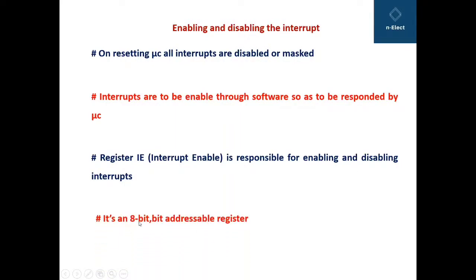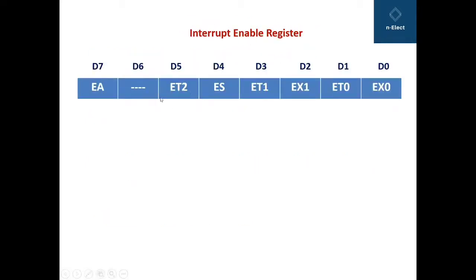It is an 8-bit bit addressable register. It is called a bit addressable register because on every bit of that interrupt enable register, an instruction can be written and executed. Means every bit of that particular register can be accessed through an instruction. So here in the diagram you can see the interrupt enable register, which is an 8-bit register from D0 to D7, and these are the different interrupts available.